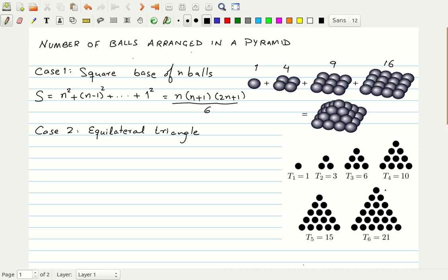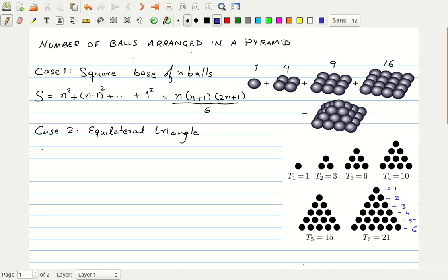Now you can see that it is 1, let us use a different color for this one. Yeah, so we can see that this is 1 ball, this is 2 balls, this is 3, 4, 5 and 6, and if we add all these numbers up, 1, 2, 3, 4, 5, 6, we get 21.